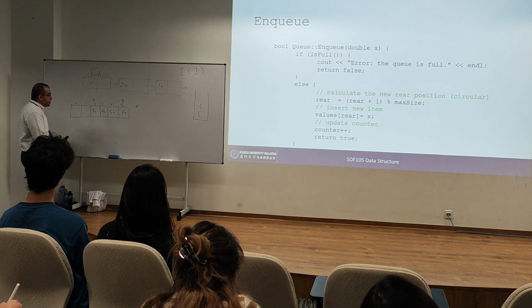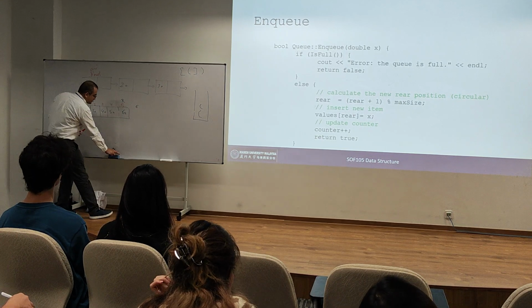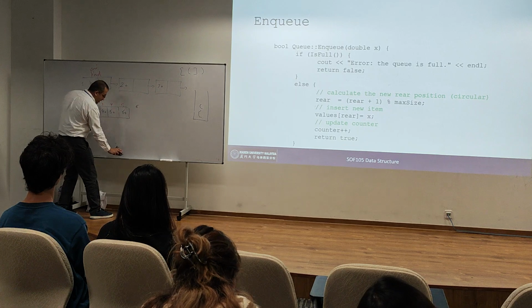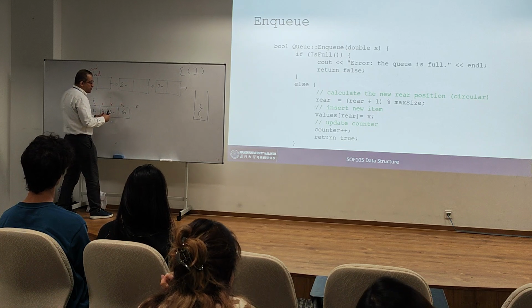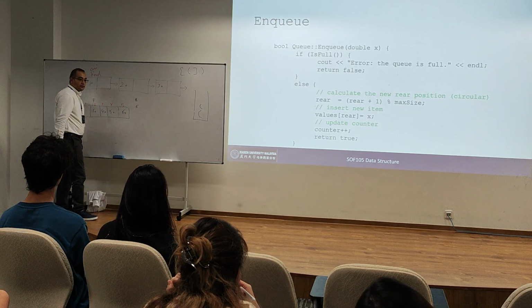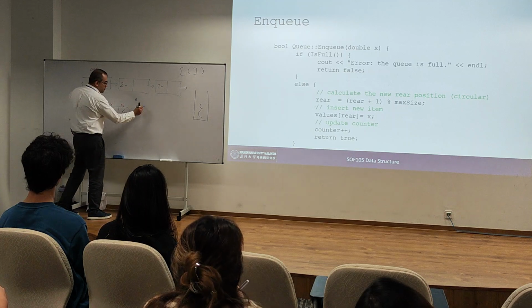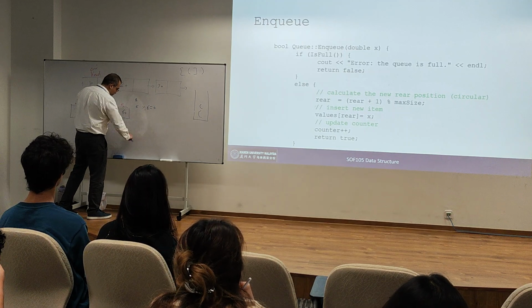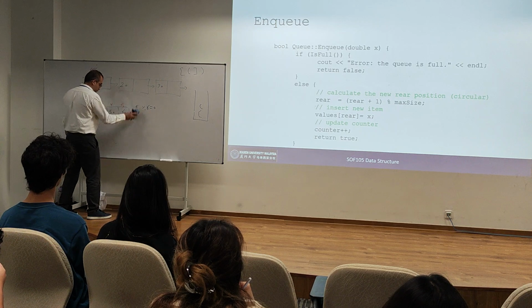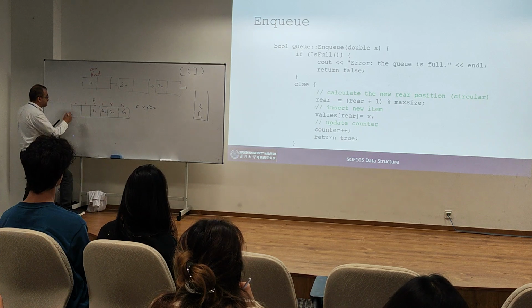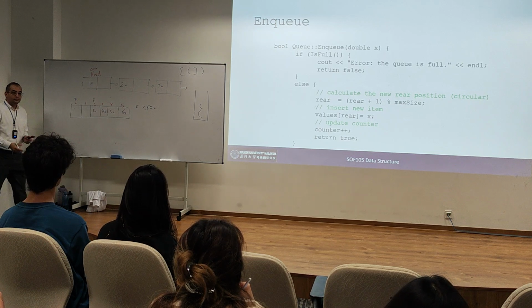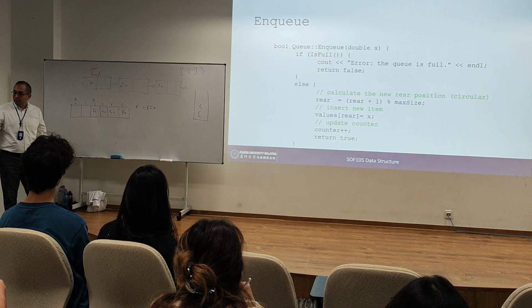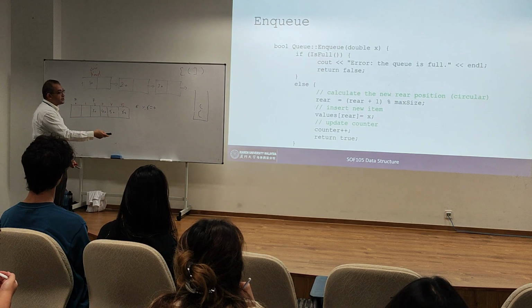Correct? Now, if I want to insert now, rear plus plus, correct? Rear equal rear plus 1. What's the value of the rear now? 6, correct? 6 mod 6 equal to what? 0. Equal to 0. Then what will happen to rear? We go back to the beginning of the array. Make sense? Okay. Better than writing an if condition and so on, I can just write mod the size.